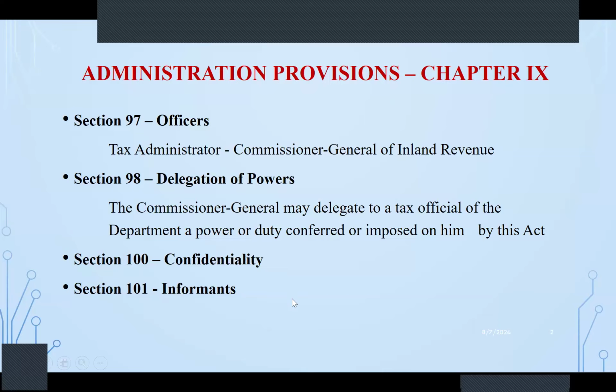With regard to the informants, we have section 101. If there are some informants, we can grant them rewards. Rewards can be given to informants according to section 101 if it is a worthwhile tip.